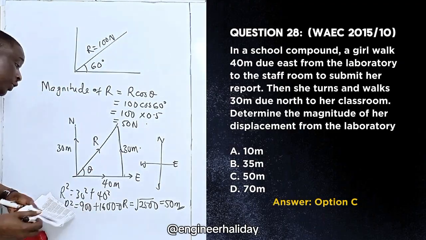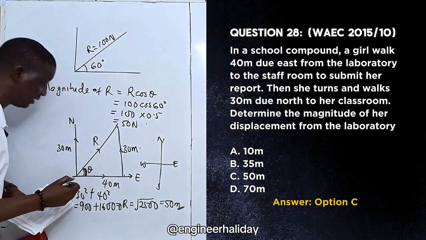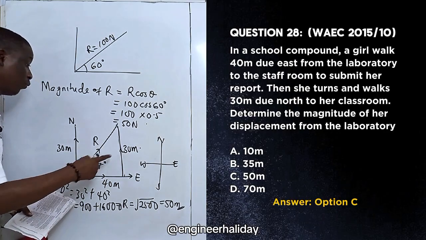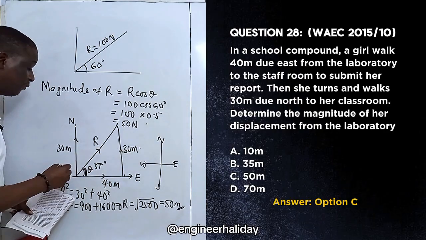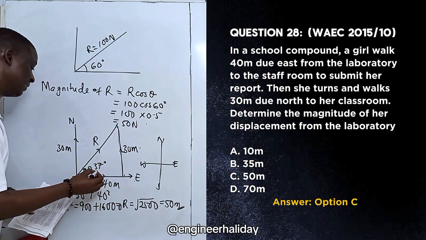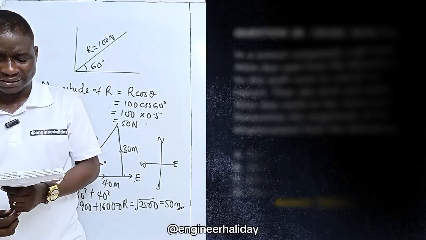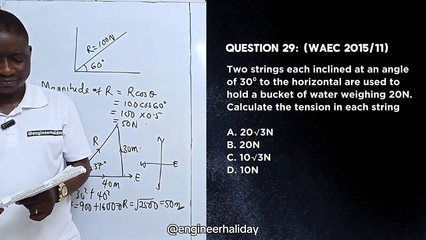If they want us to find the direction, I'll find the direction. This will be the direction, which is 37 degrees. If you solve it, tan inverse of 30 over 40 is 37. So you can take it as east 37 degrees north, if they ask you. Now the next question, 29, is a two strings.